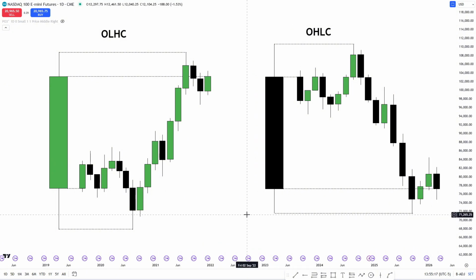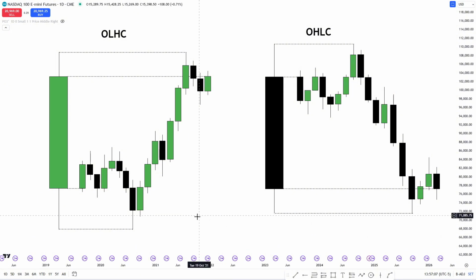Now, if you guys want a more in-depth explanation of open low high close and open high low close, I will have that linked somewhere on the screen right here, so you can go watch that video and get a better understanding. Okay guys, now that I've explained to you what an open low high close bar is and an open high low close bar is, I'll now be going over what the terms accumulation, manipulation and distribution mean.